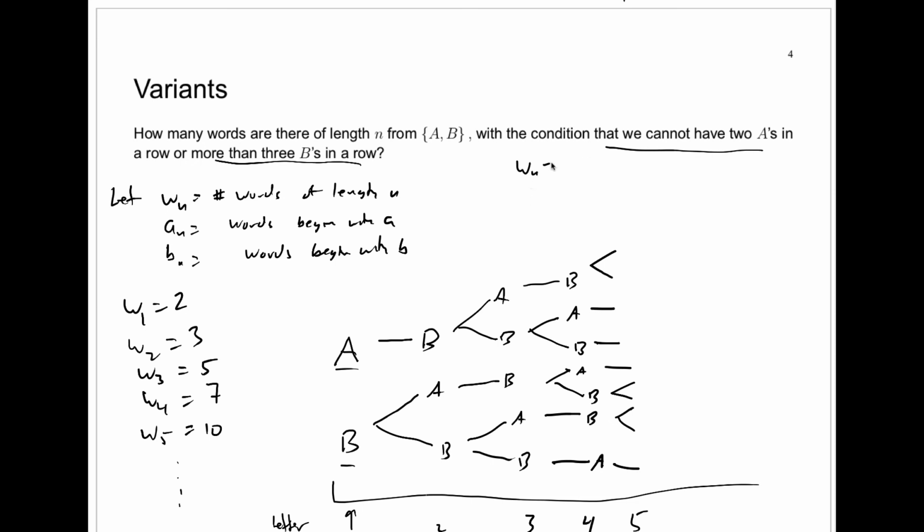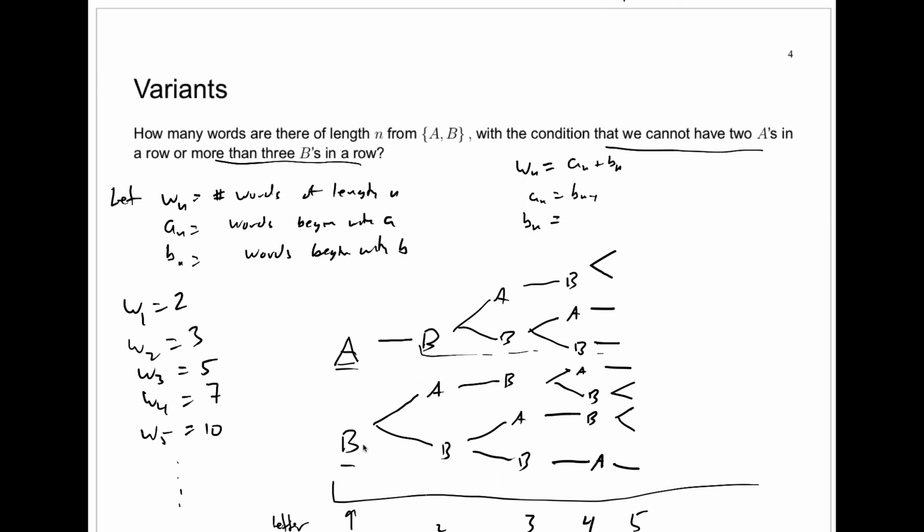Words of length n either start with an A or start with a B, so W sub n is A sub n plus B sub n. But what can you say about A sub n? Again, just like before, if a word starts with an A, then it has to continue with a B. So the number of words that start with an A is the same as the number of words of one fewer letter that start with a B. So you get B sub n minus 1.